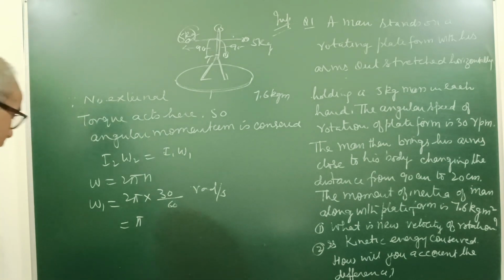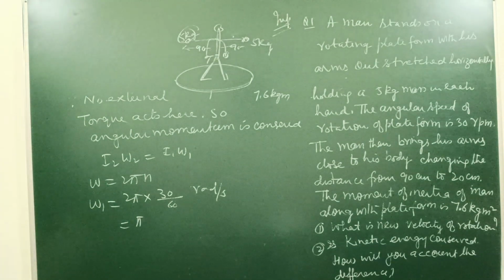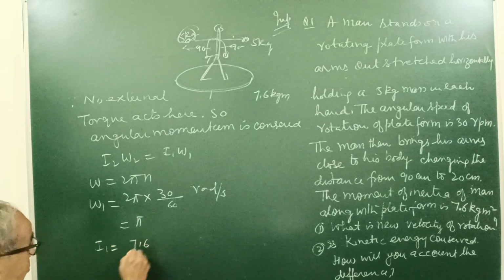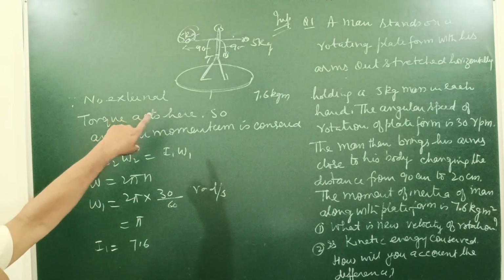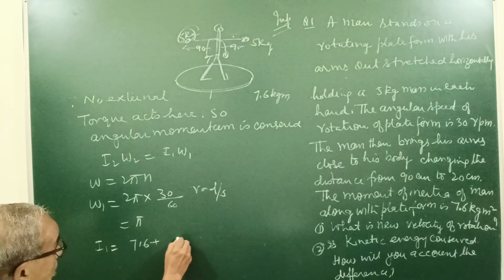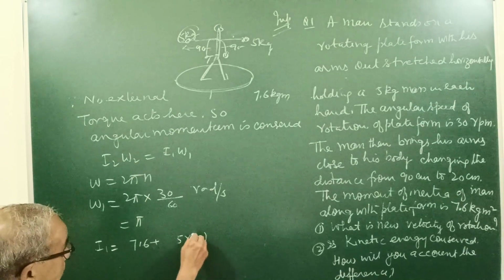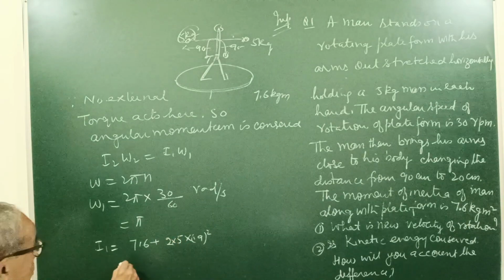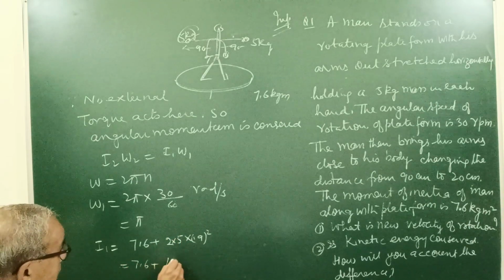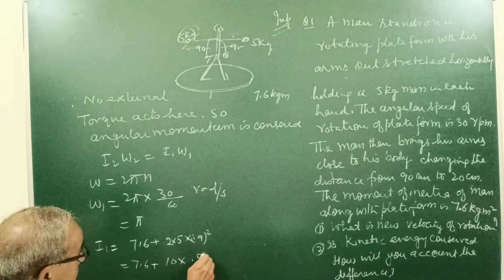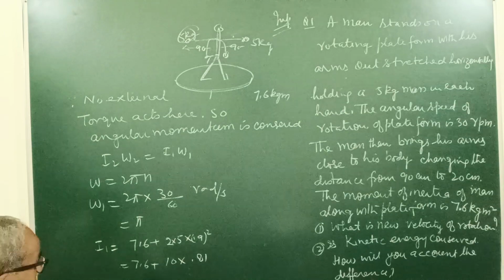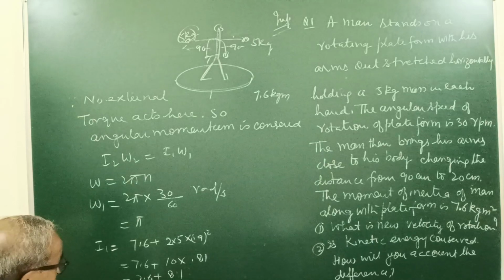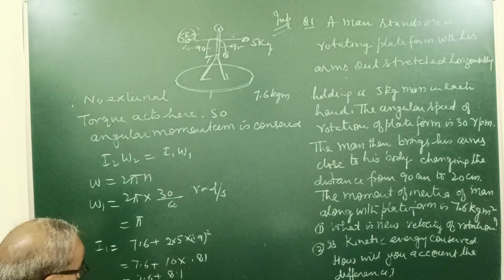Now, moment of inertia I1. I1 here equals 7.6, the man and platform, plus 5 into 0.9 square for mass 1, and they are 2, so into 2. So this is equal to 7.6 plus 10 into 0.81, 0.9 square is 0.81, 8.1. 7.6 plus 8.1 is 15.7 kg m².